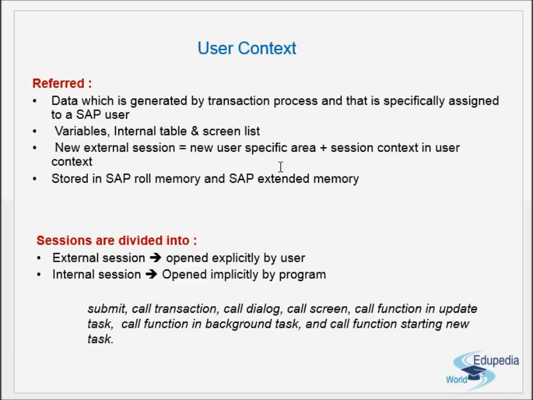It contains the information of the earlier session plus the information which is opened in the new window. Similarly, if you open a third window, this user will have the old two windows' user context information plus the new one which is open. This user context is stored in the roll memory and the extended memory.